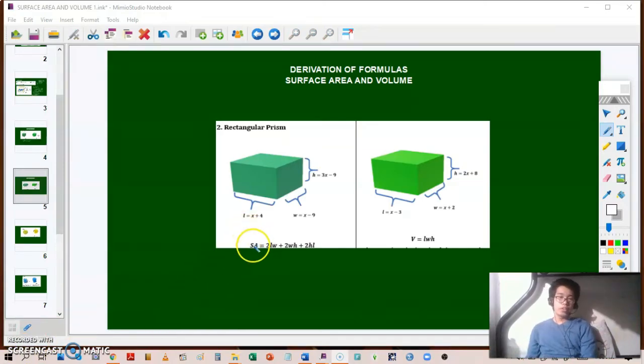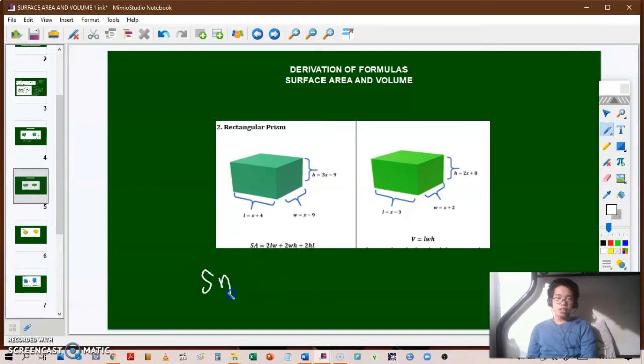We're given here the solid figure. It's called a rectangular prism, and we want to know the surface area of the rectangular prism. It's given by the formula SA is equal to 2 length times width plus 2 width times height plus 2HL.